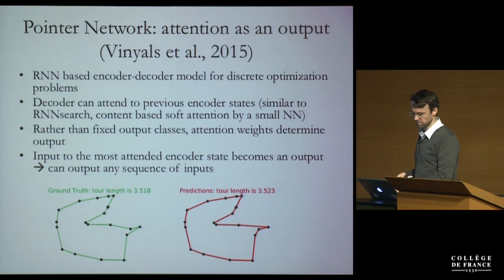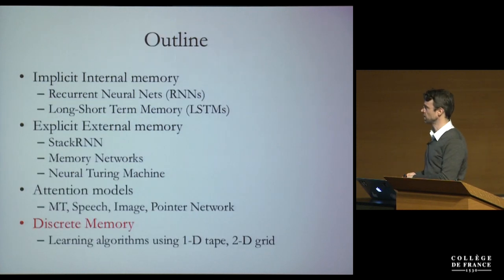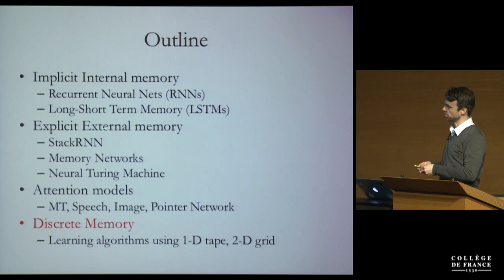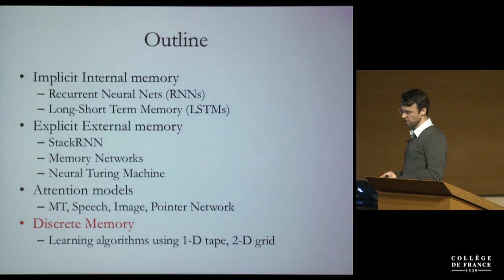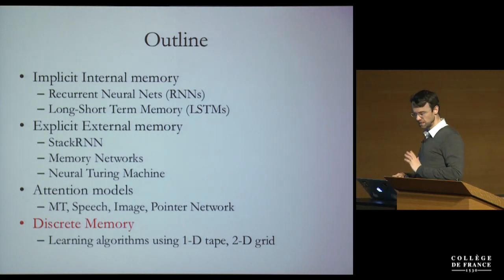Okay, so I've got, I guess, 15 minutes left or so. So I wanted to spend the last little bit on this: all these models are using a sort of continuous representation for doing the memory access. So what happens if you want to actually have a discrete setting?